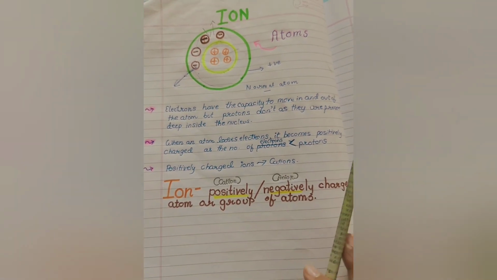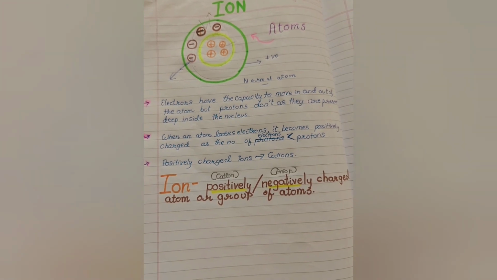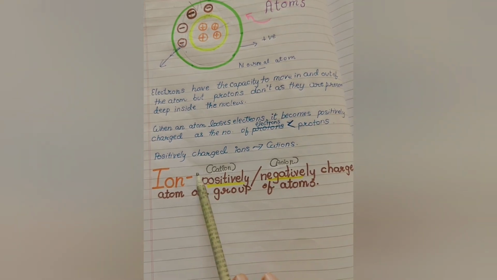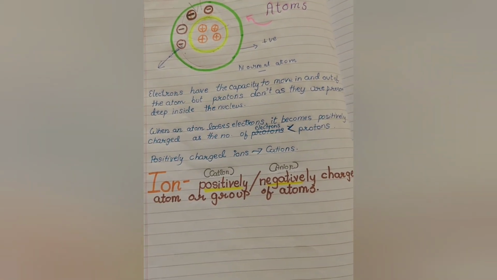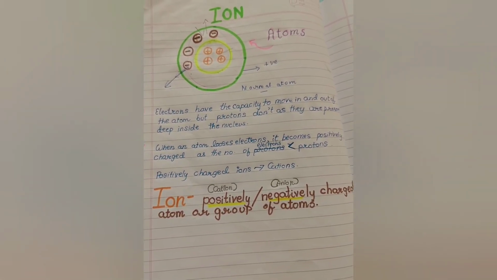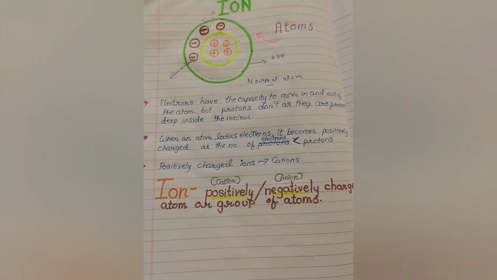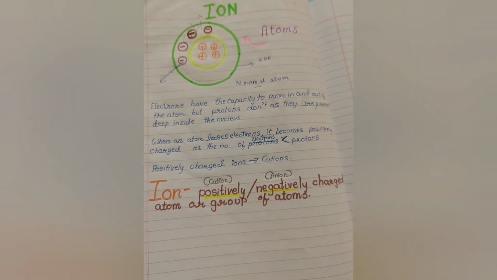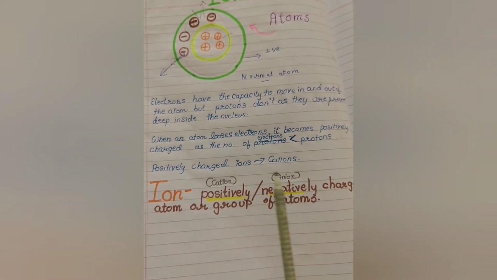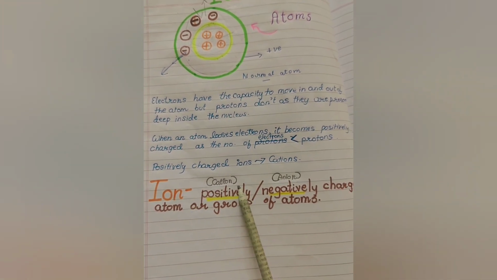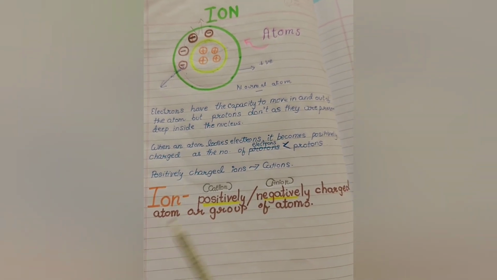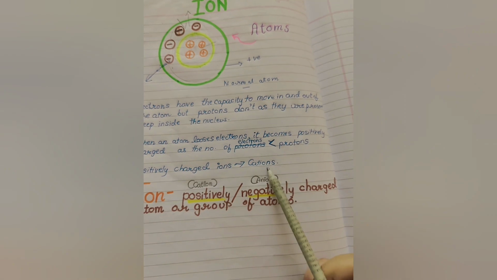Friends, we should know one thing, that a normal atom which has an equal number of protons and electrons won't be called an ion. An atom is only said to be an ion if the number of protons and the number of electrons are unequal. Okay? So ion means the positively or negatively charged atom or group of atoms. We just learnt about the positively charged ion. Now let us know what a negatively charged ion is called. So a negatively charged ion is called an anion.